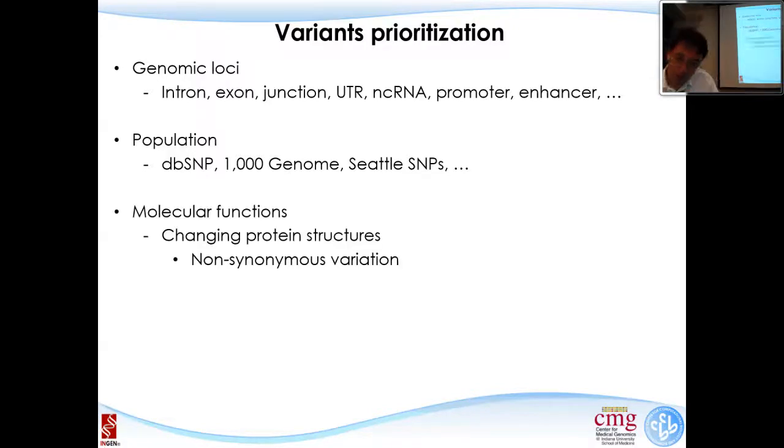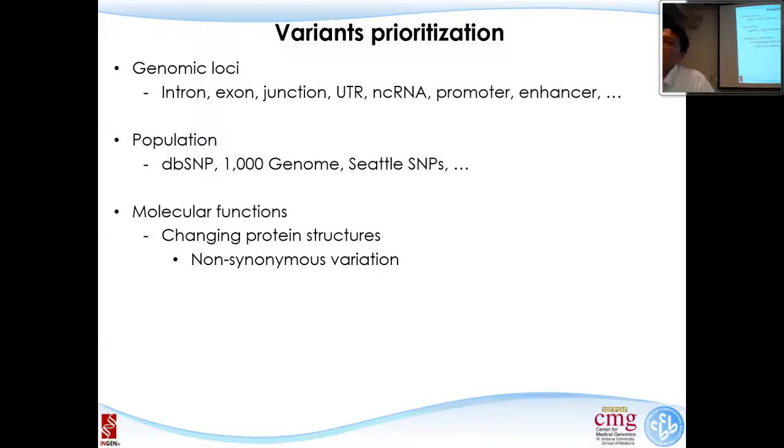The next level of information we want to look at is based on molecular function of those individual variants. First of all, the most important thing people always look at is whether the variant will change the protein structure.